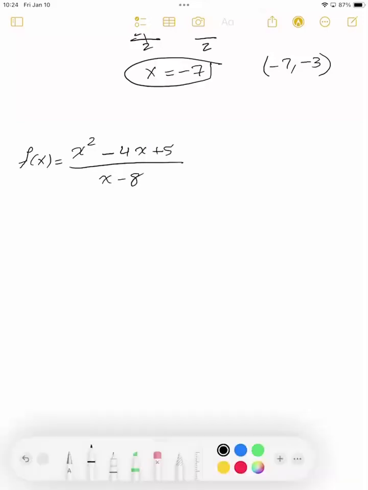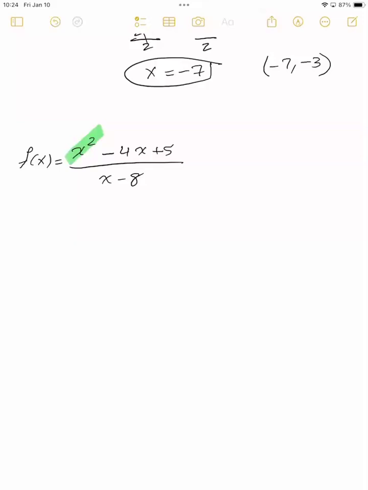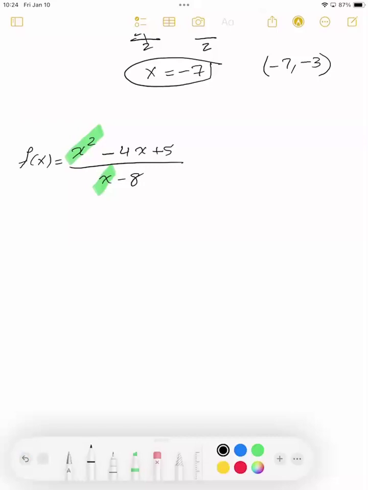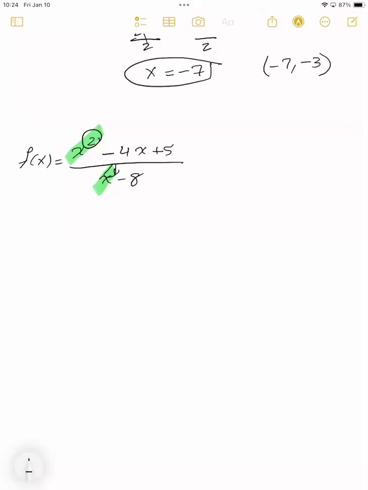right now, I want to know if this is going to have a horizontal asymptote. This is the leading term from the top because it has the highest exponent 2. The leading term from the bottom is x to the power 1. And since 2 is bigger than 1, we don't have a horizontal asymptote. Instead, we have something called an oblique or slant asymptote. And to find it, we are going to divide.